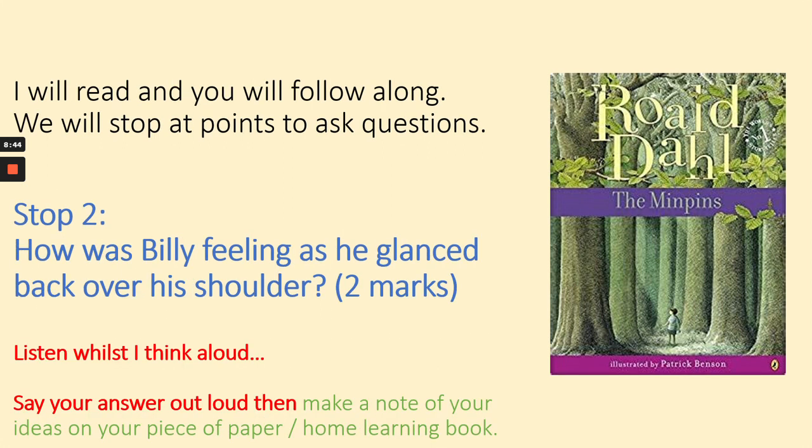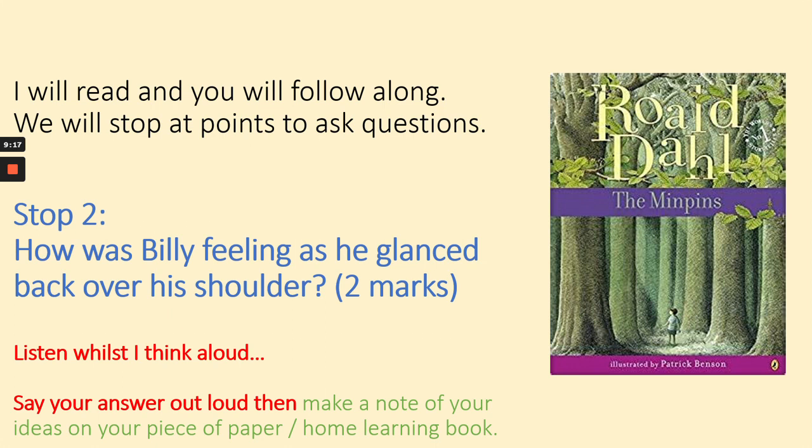I have my second question for you. How was Billy feeling as he glanced back over his shoulder? This is a 2-mark question. So what do we need? Fantastic. Some of you got it. A 2-mark question needs a PE answer. That's right. A point and evidence.